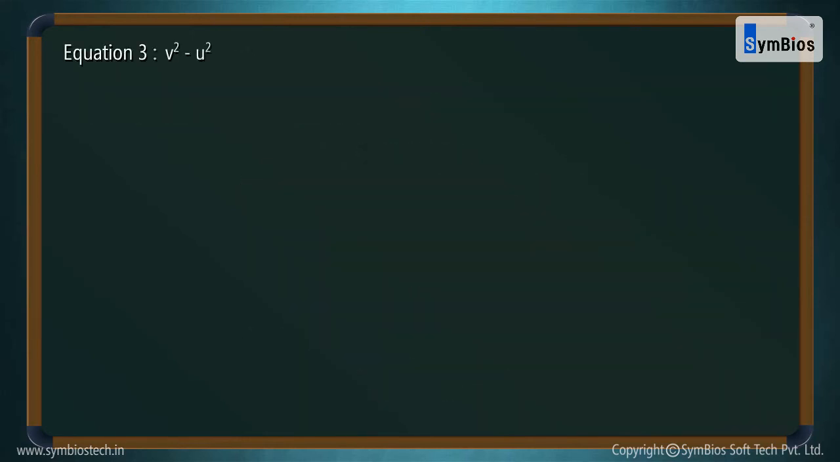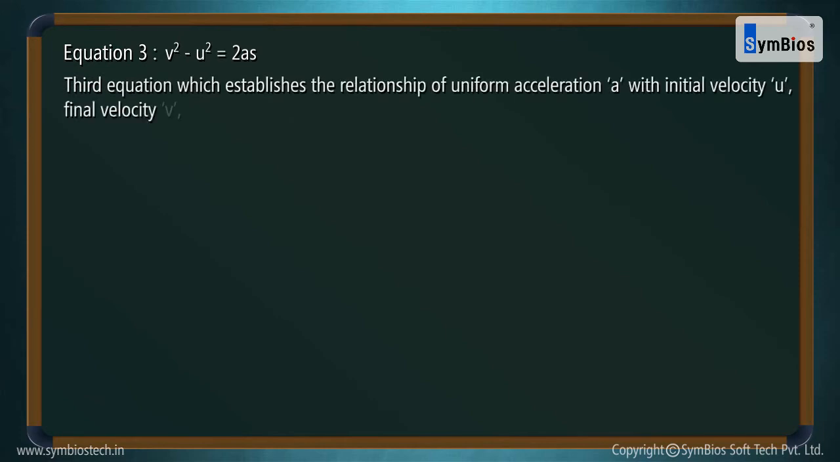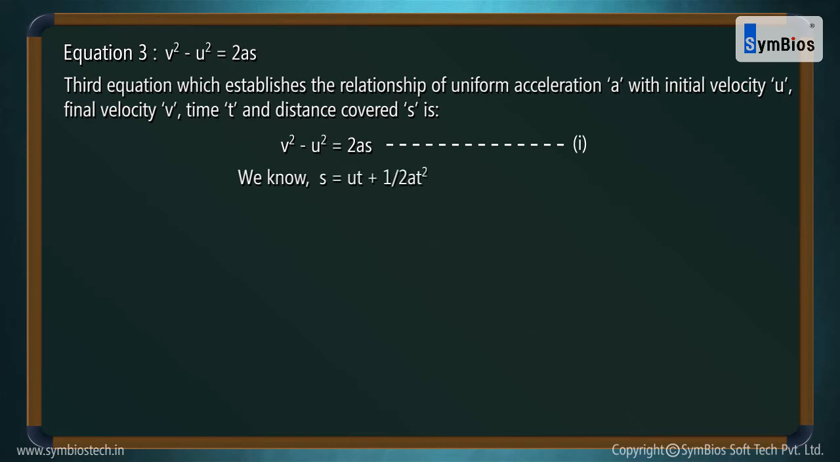Equation 3. Third equation, which establishes the relationship of uniform acceleration a with initial velocity u, final velocity v, time t and distance travelled s is v square minus u square is equal to 2as. We know s is equal to ut plus half at square and v is equal to u plus at.